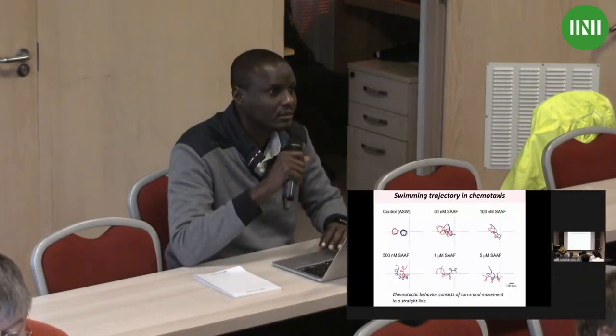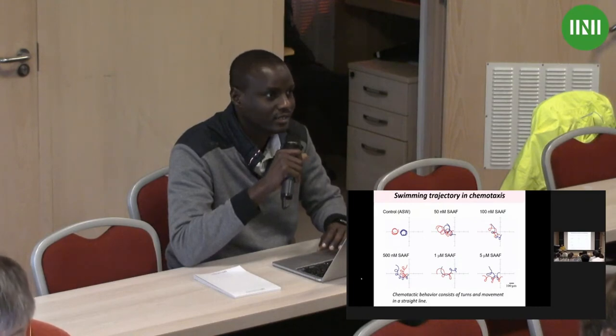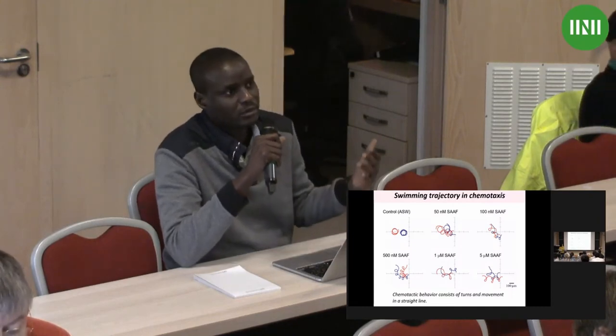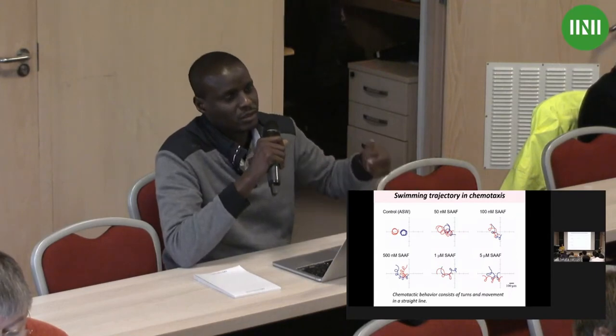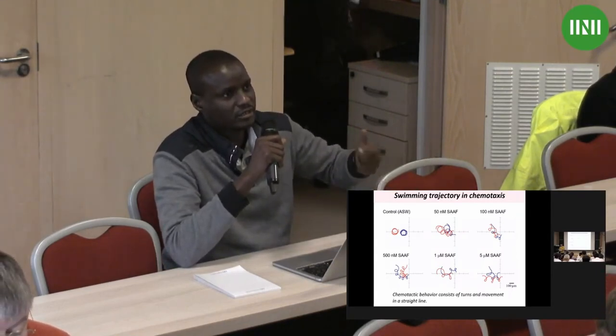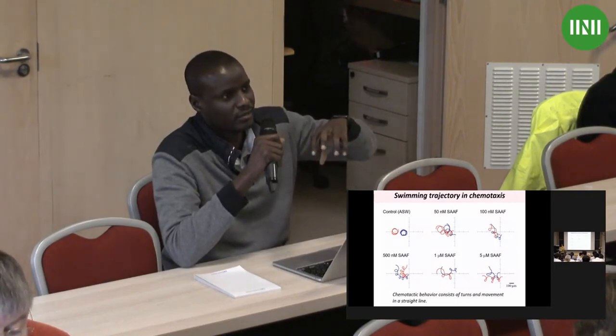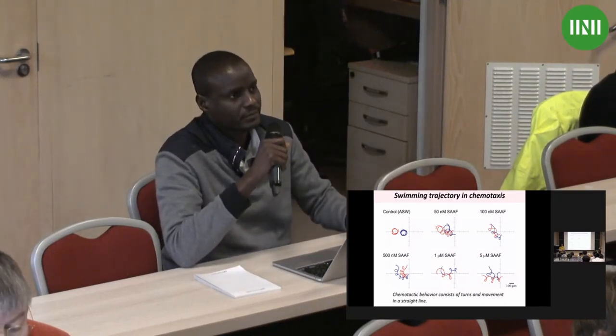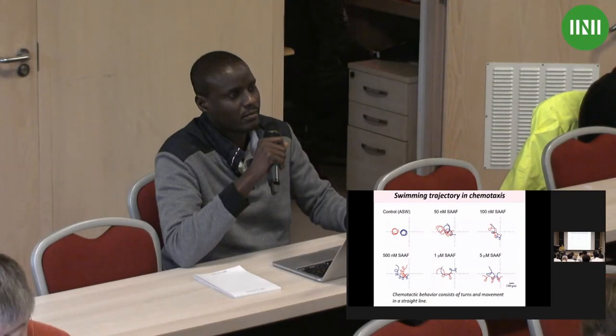So, your question: can you see my slide? Your question is how sperm sense here and here and change the curvature to turn. From this trajectory, maybe the sperm senses the level of the attractant concentration, but they always turn at the same position of the attractant gradient.